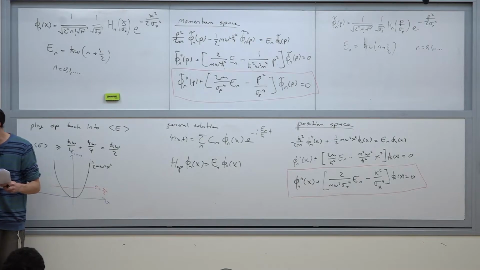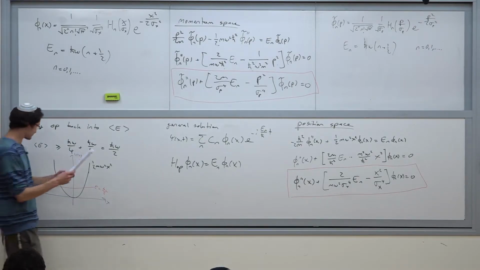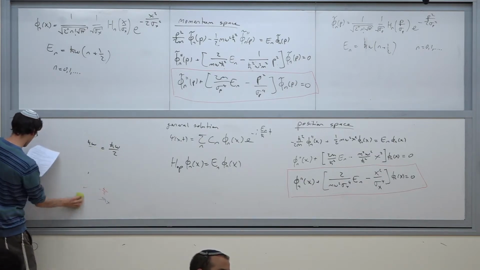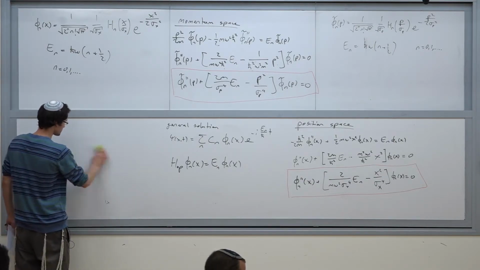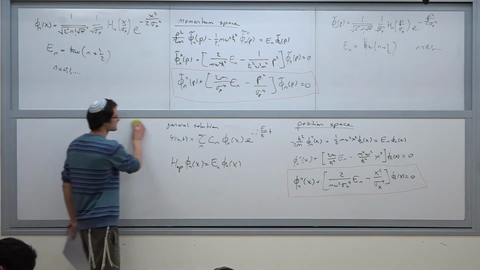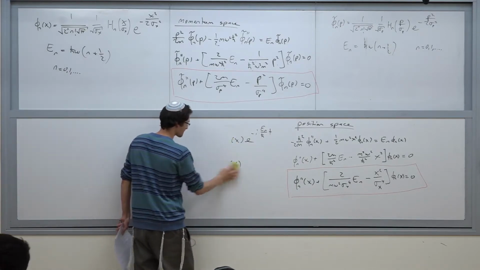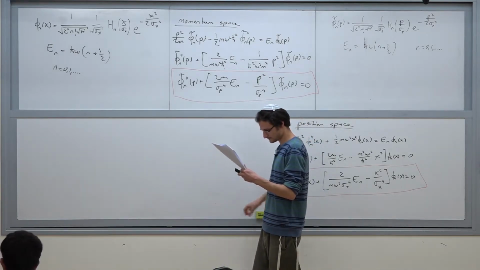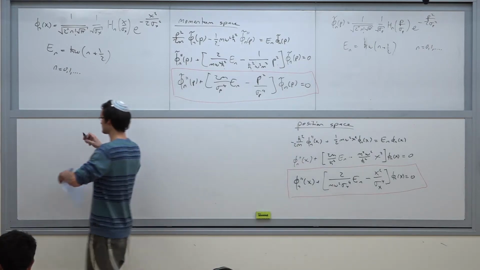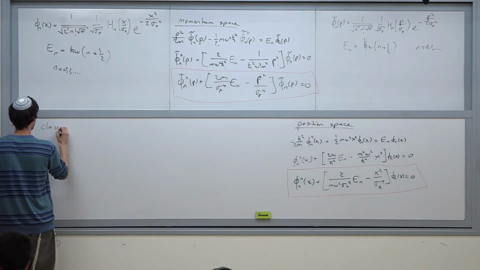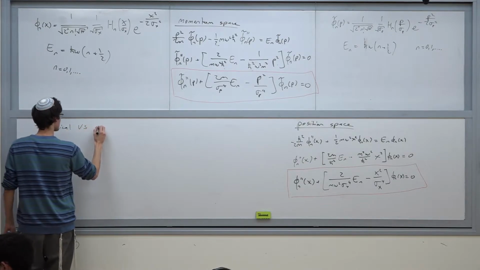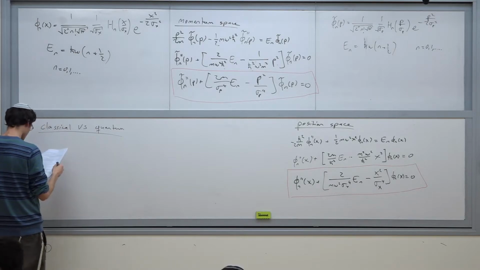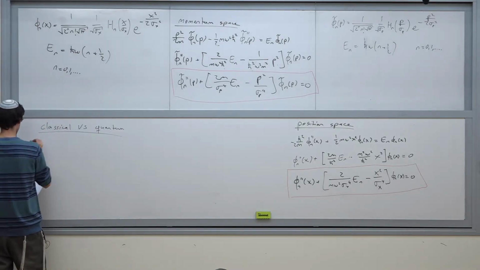Okay, before we move on to some problem solving, let me point out a few differences and analogies between classical mechanics and quantum mechanics. First thing I want to talk about are allowed and forbidden regions.